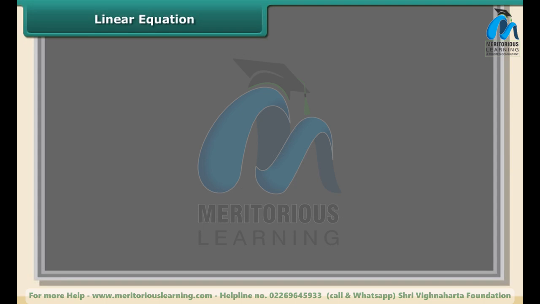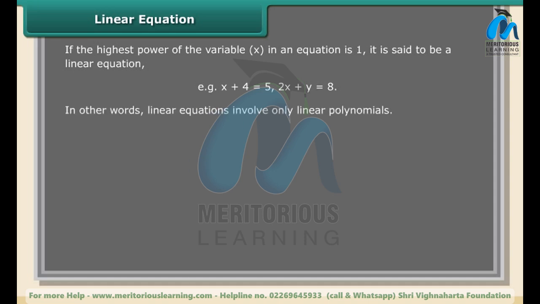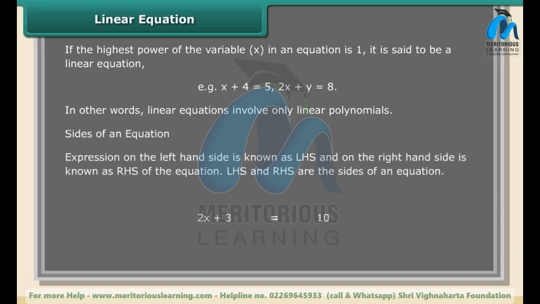Linear equation. If the highest power of the variables in an equation is 1, it is said to be a linear equation. That is, x plus 4 is equal to 5, 2x plus y is equal to 8. In other words, linear equations involve only linear polynomials. Sides of an equation. The expression on the left-hand side is known as LHS and on the right-hand side is known as RHS of the equation. LHS and RHS are the sides of an equation.